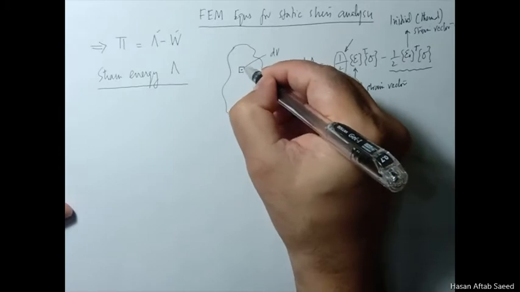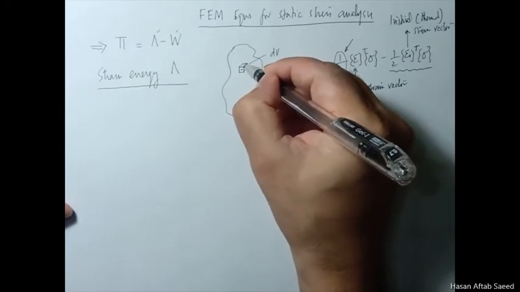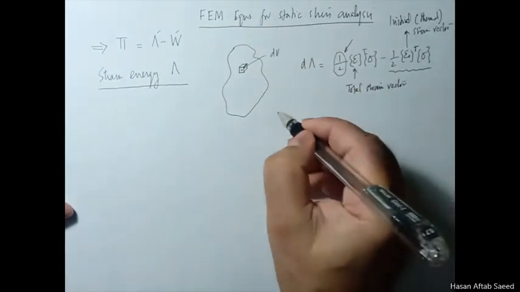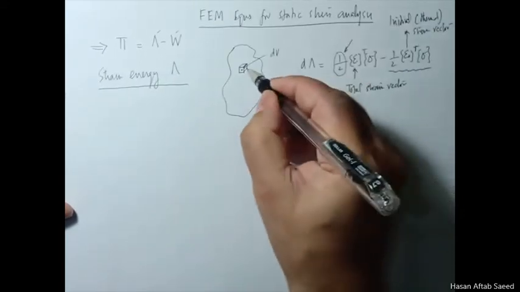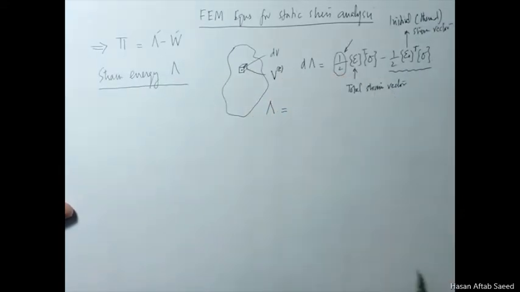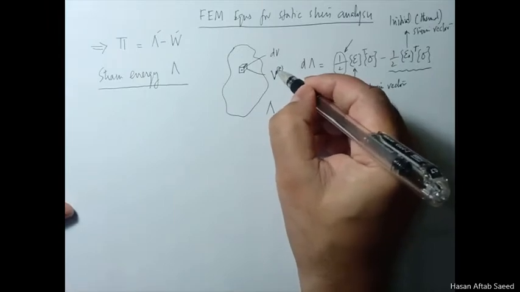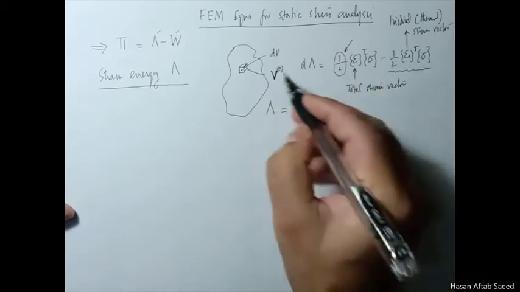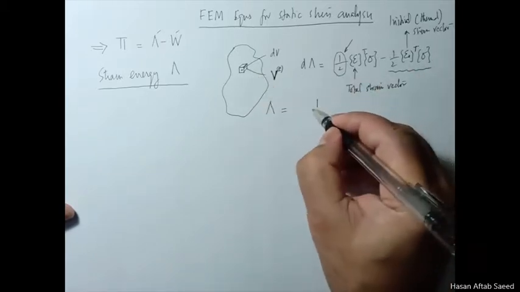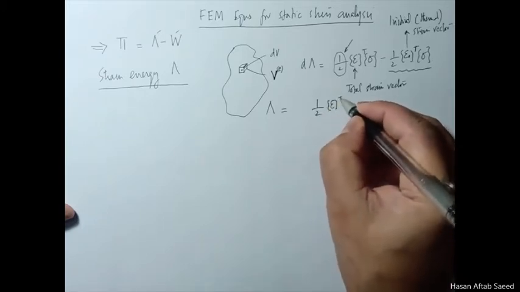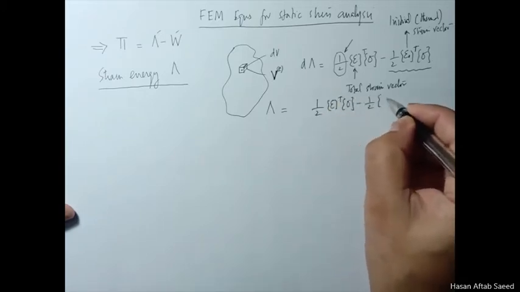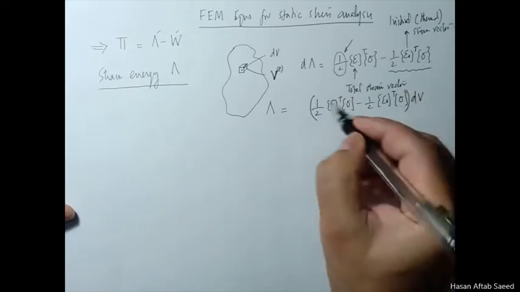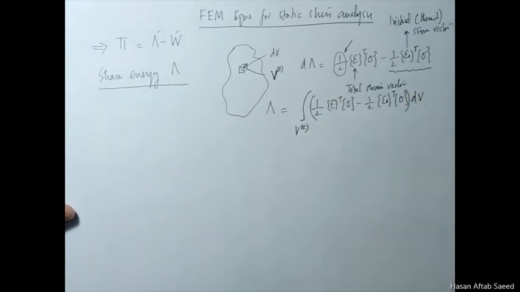What if it's a finite volume? We are dealing with finite elements, so the volume will have some finite volume. This element will have some finite volume. Obviously, for this element E, with a volume of element E, the whole strain energy for this whole volume E will be equal to, now you have to integrate it over the whole volume simply.